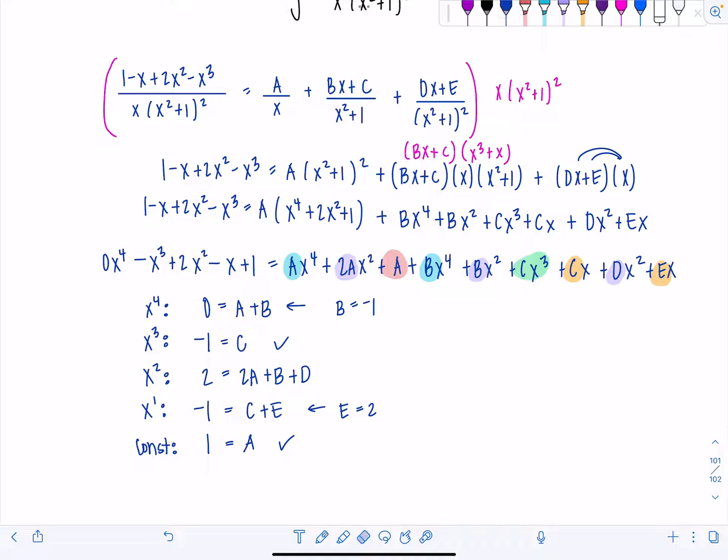Wait, no, I did that wrong. Look at me, ranting, and then I did it wrong. If C is negative 1 and I add 1, then E is 0.